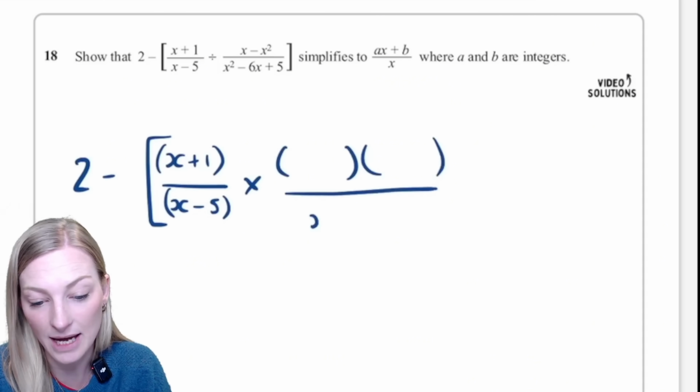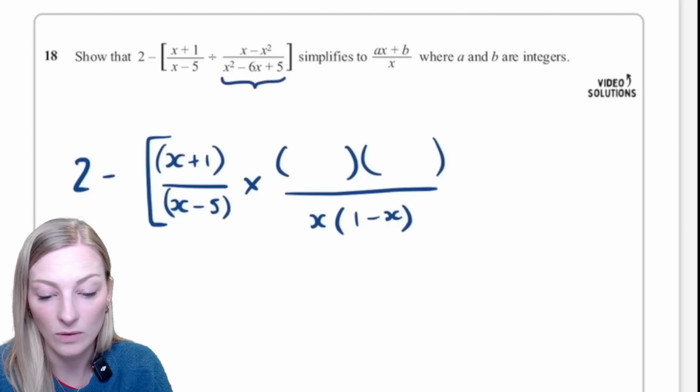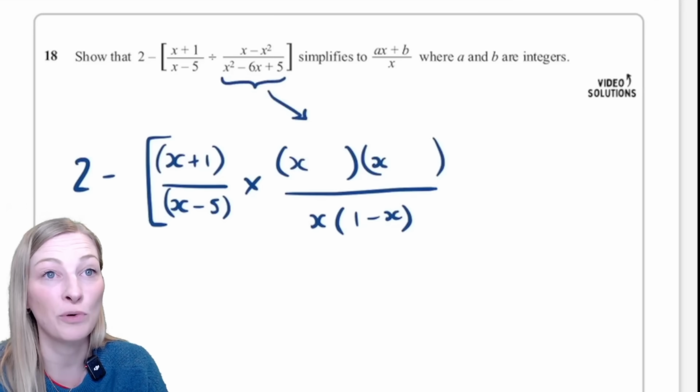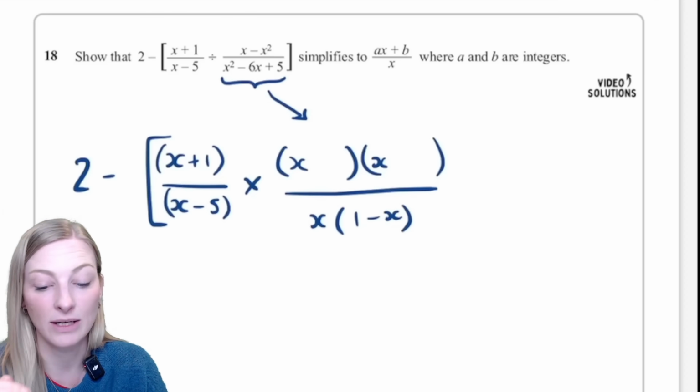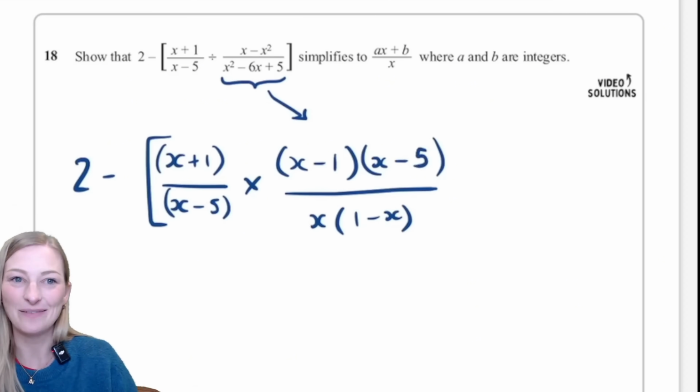And this is going to be x, 1 minus x on the denominator. And on the numerator, this is now this. It's going to be x and x. We're multiplying to make positive 5, but we're adding to make minus 6. And that's going to be minus 1 and minus 5. Now that's a little bit annoying.